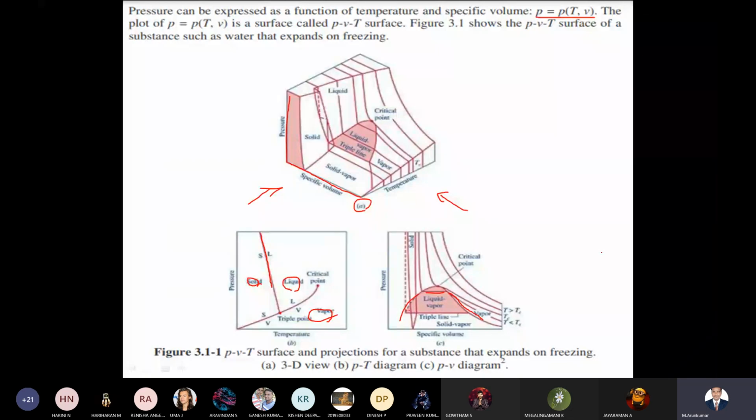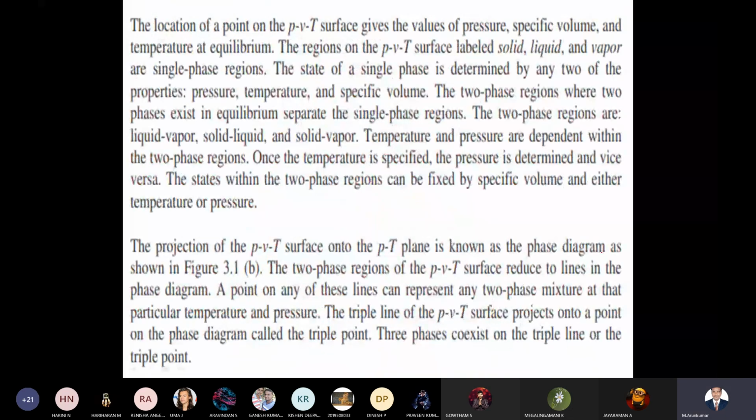These three diagrams can be used for identification of the properties of matter or substances. Right. So the location of a point on the PVT surface gives the values of pressure, specific volume, and temperature at equilibrium. The regions on the PVT surface labeled solid, liquid, and vapor are single phase regions that you know very well. The state of a single phase is determined by any two of the properties. So we have to consider any two properties, then we can get this phase. For an example, pressure, temperature, and specific volume can be taken accordingly.